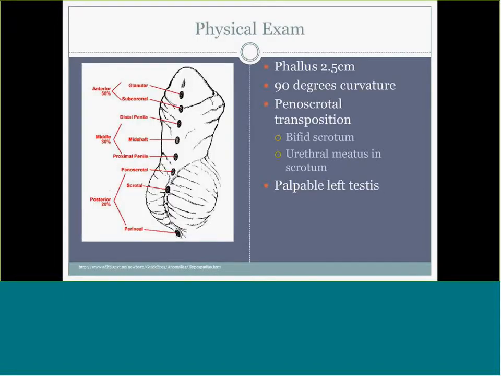When we saw this kid, there was a 90-degree curvature, but the phallus was actually 2.5 centimeters, which is pretty good length, and a penoscrotal transposition with the meatus at the scrotal to penoscrotal junction and a palpable left testis. I think on ultrasound we found the other testis. So this really looked like a severe hypospadias rather than really truly very ambiguous looking genitalia.